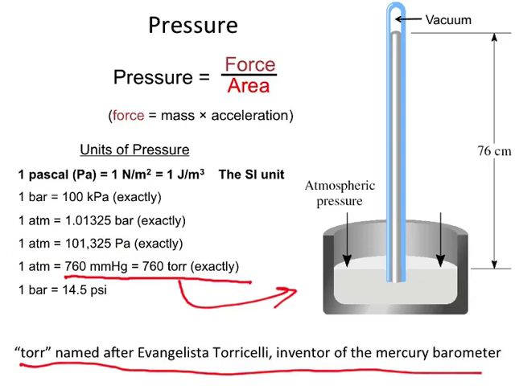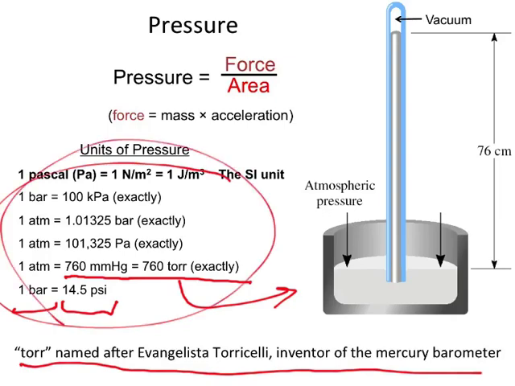Now, one you may be really familiar with is pounds per square inch, which is another measure of force per area. And 14.5 pounds per square inch is equal to a bar. Great, so we have lots of units for pressure. You'll need to know how to convert between pressure units. But don't worry, I will give you these conversion factors on a test, so you don't need to memorize the conversion factors, you just need to know how to use them.